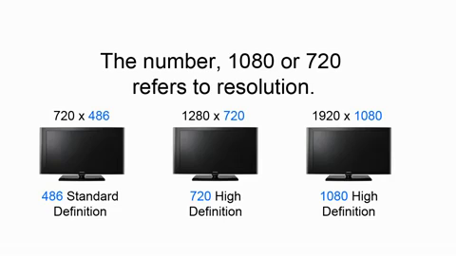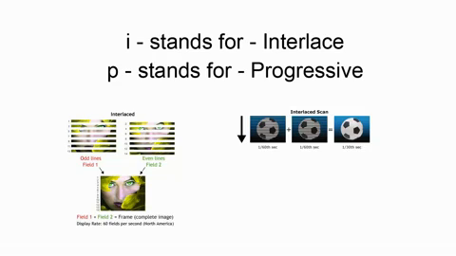So now that we have a sense of the two numbers, 720 and 1080, referring to the resolution of either the screen or the camera, the amount of detail, let's move on to the I and the P, a little more complicated to grasp. I stands for interlace and P stands for progressive. Both these terms are referring to how the image is displayed on the screen.